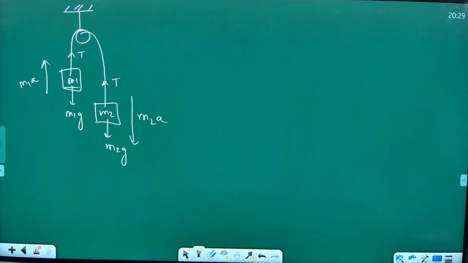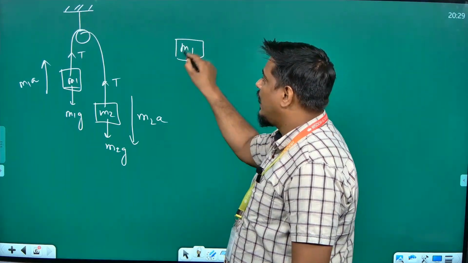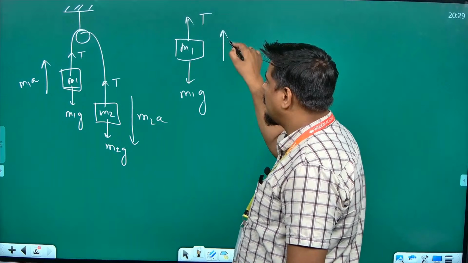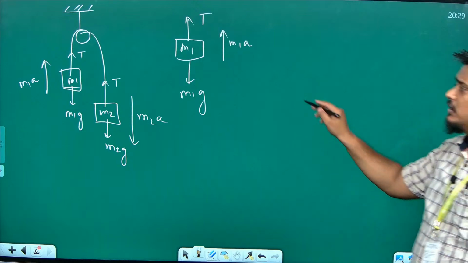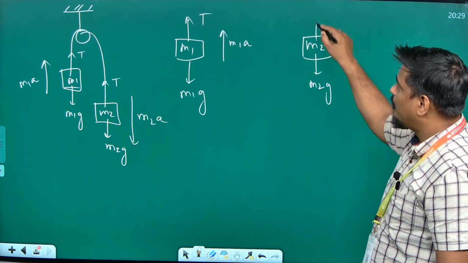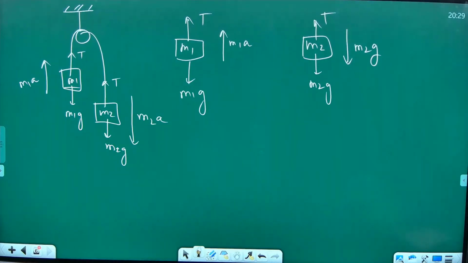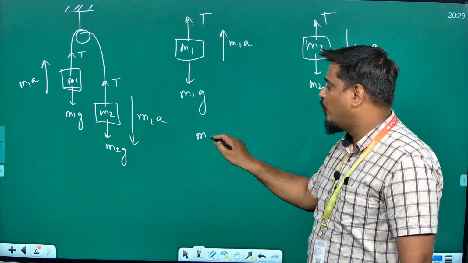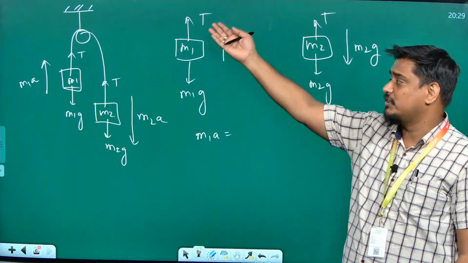Okay. Now, if I draw the free body diagram for M1: upward tension, below it M1G, net force upward M1A, right? Yes, sir. If I draw the free body diagram of M2 separately: downward M2G, upward tension, net force downward M2A, am I right? Yes, sir. Now see it separately. For the M1 body, net force is M1A. Net force can be M1A in the upward direction if the upward force is more than the downward force.